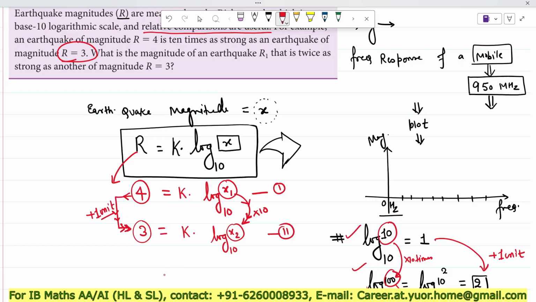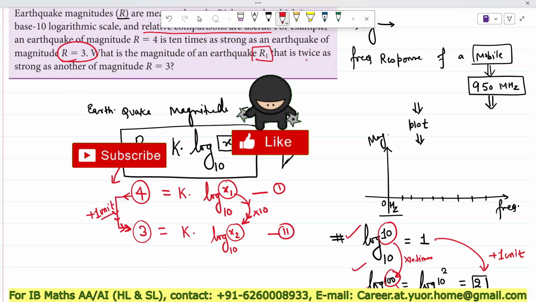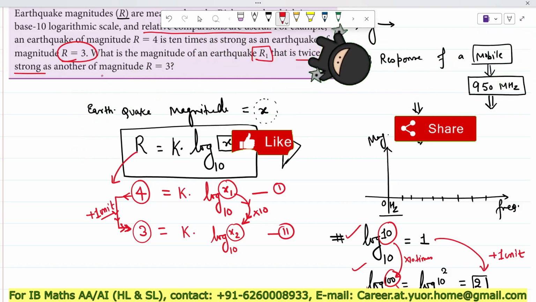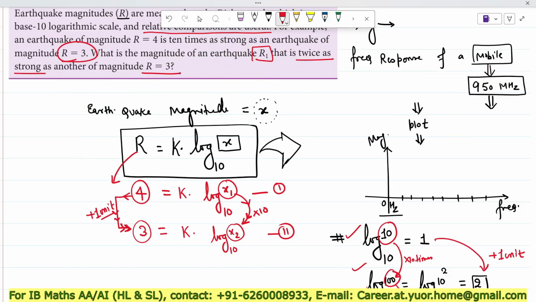Now it is saying, what is the magnitude of an earthquake R1 that is twice as strong as the other of the magnitude R equals 3. So now we want to find the Richter scale for an earthquake whose magnitude is twice as strong. So it should be k times log 10. And what is the magnitude here? It is twice as strong as the magnitude of R.